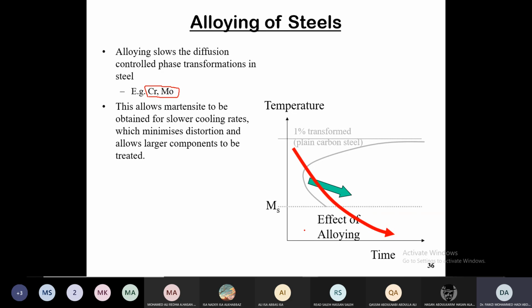So the effect of alloying with chromium and molybdenum is that it pushes the 1% transformation in the alloy, which gives you plenty of time in order to produce the martensitic structure, which is also a way to reduce the internal stresses in the quenched martensitic structures. So you could do it by tempering, and you could do it by alloying as well. Normally people do both in order to reduce the cracking or the internal stresses developing in the material.